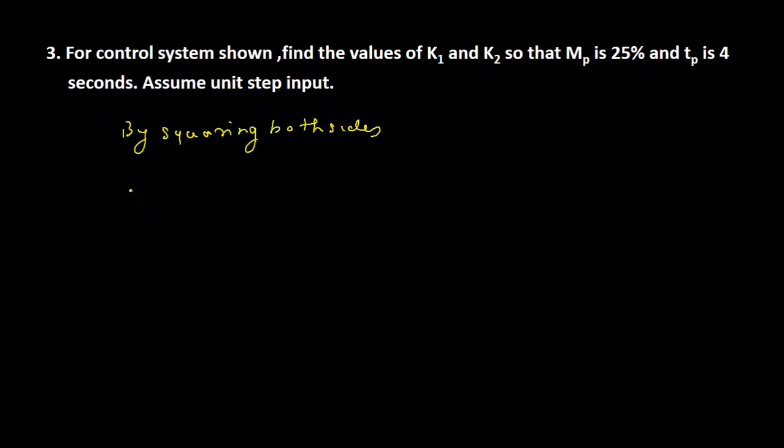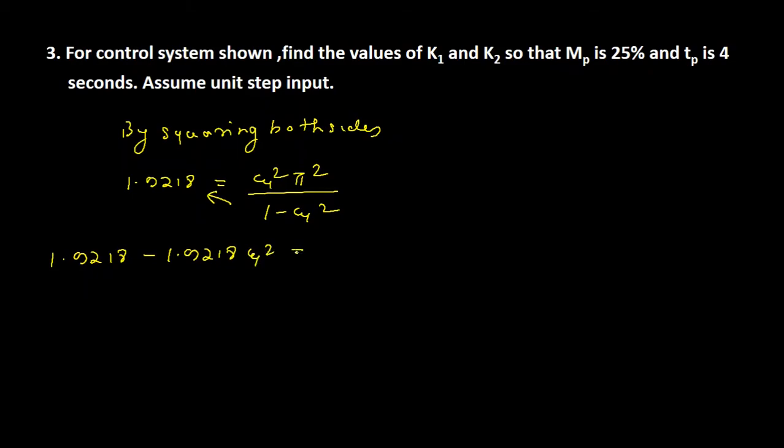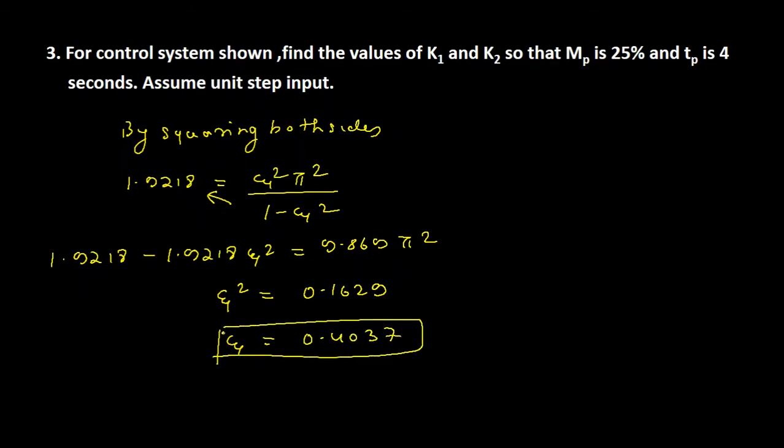By squaring both sides, we will get 1.9218 is equal to zeta square pi square divided by 1 minus zeta square. Now we cross multiply, then we'll get 1.9218 minus 1.9218 zeta square is equal to pi square zeta square, where pi square is 9.869. When we solve this, we will get zeta square is equal to 0.1629. Therefore, from this equation, zeta will be equal to 0.4037 we will get. So this is the value of zeta we are getting.